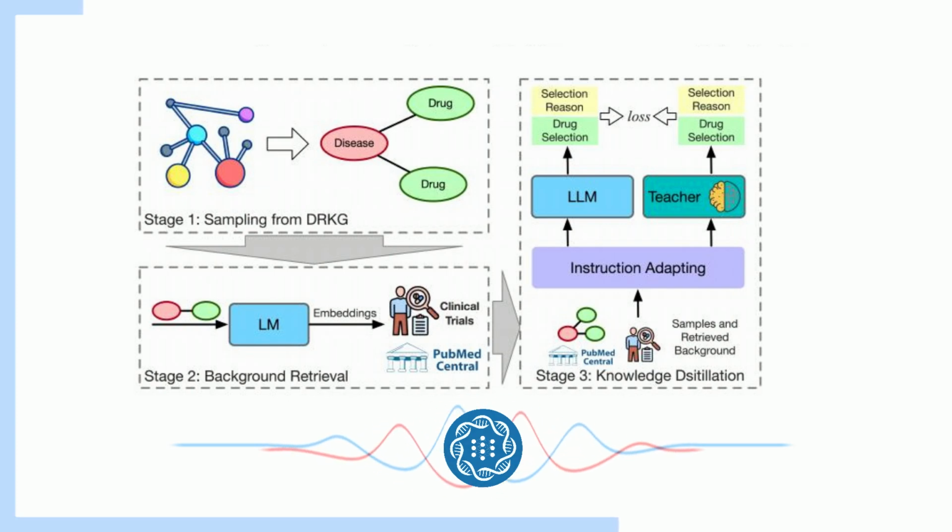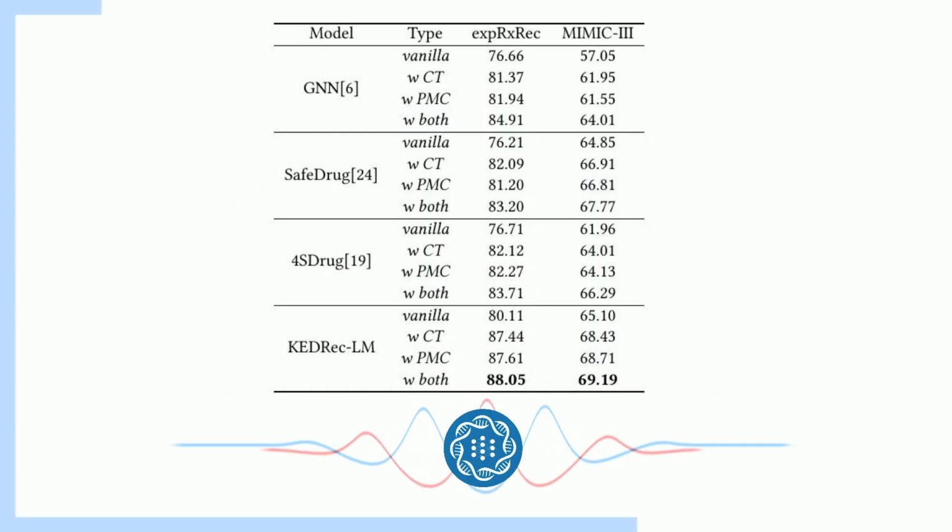So picture this, right? You go to the doctor, and they can actually use this KEDRec-LM to analyze your specific genes, your medical history, even lifestyle stuff. Wow. And then the system can actually recommend the best drug for you, taking all of that into account. That's wild. It's like a treatment plan just for you. Exactly, yeah. Tailored just for you.